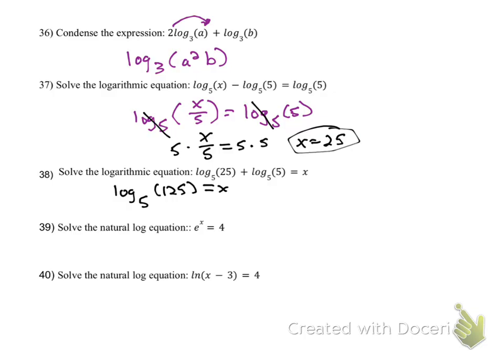Since there's not logs on both sides, we got to put it in exponential form to solve here. Bring up the 5, hook, 5 to the x equals 125. All right, you could do log base 5 of 125 in your calculator, but that would give us x equals 3 there, because 125 is 5 cubed, so x equals 3 there.